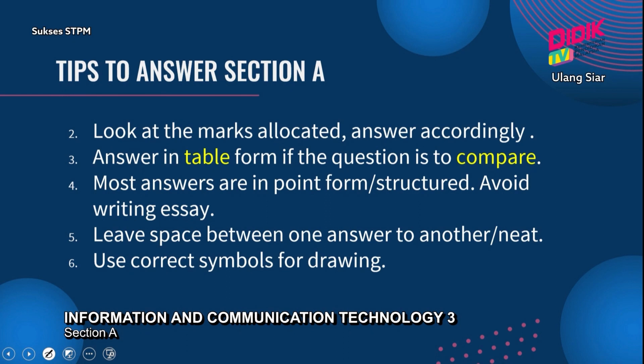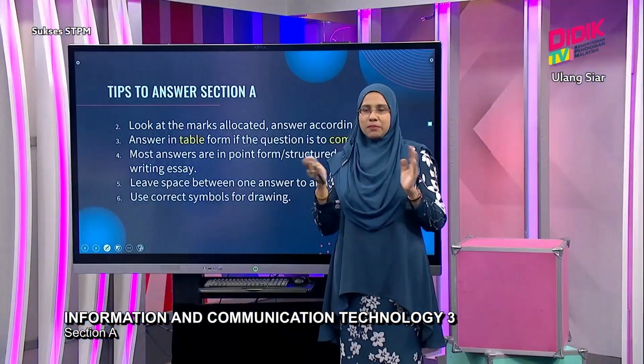If the question is asking for comparing, compare A and B, you are advised to do it in table form. Why? Because we want to make sure that your answer can be read and compared neatly and clearly by the examiner. If you write it in essay form, the examiner might miss your point, because it may be so messy that it cannot be compared. So better do it in table form, with a left column and a right column.